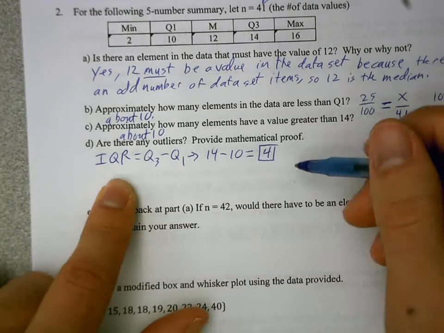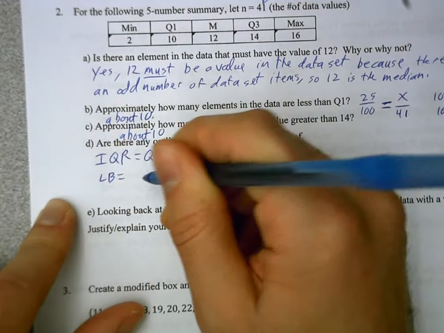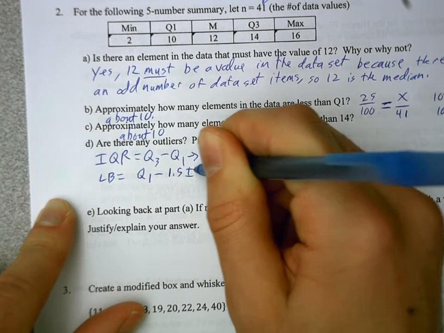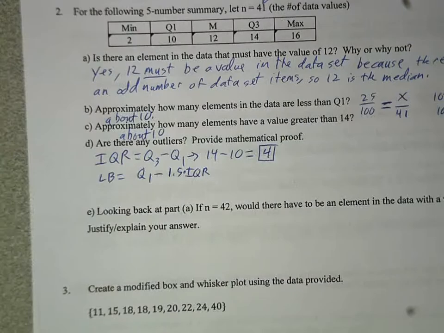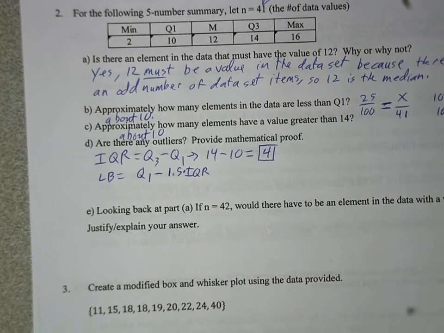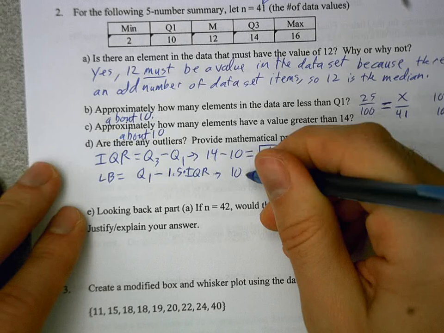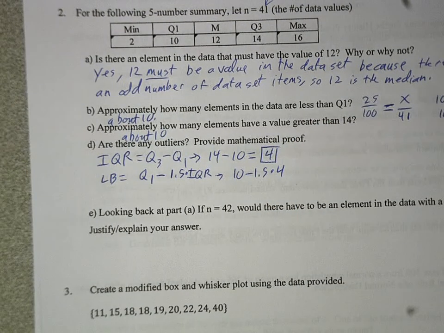So now that we've got the IQR down here, I need to find my lower boundary, which is Q1 minus 1.5 times the IQR. Now, again, I was disappointed with how many people did order of operations wrong on the test. We need to do the multiplication first, then the subtraction. So that means here, Q1 is 10 minus 1.5 times 4.